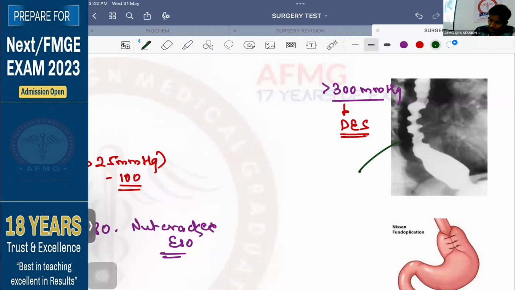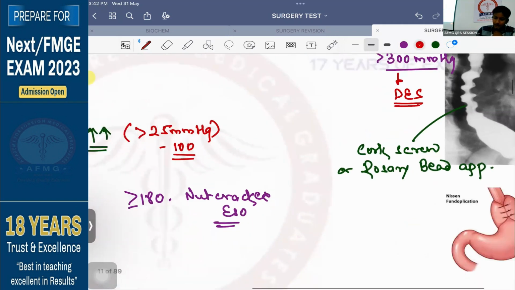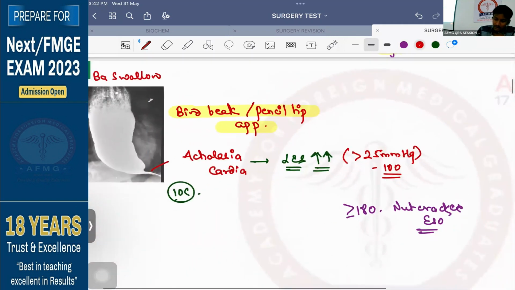यहाँ पे जो बेरियम वालों को रहोगे कौन सा अपीयरेंस दिखेगा? Here you will see a corkscrew or also called rosary bead appearance. ठीक है. Now important is in achalasia cardia, what is the cause usually?